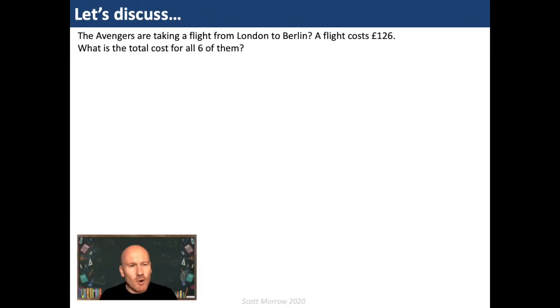Let's have a look at the first problem again. So the Avengers were taking flights from London to Berlin. A flight cost £126 and we want to know what the total cost for all 6 of them was. Now, there are different ways we can work this out. We're going to look at just one way today.